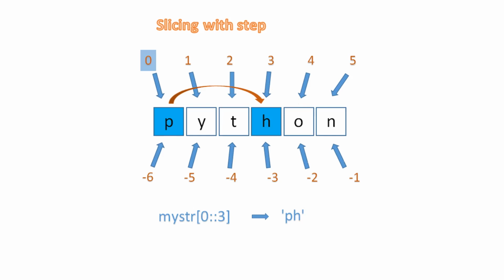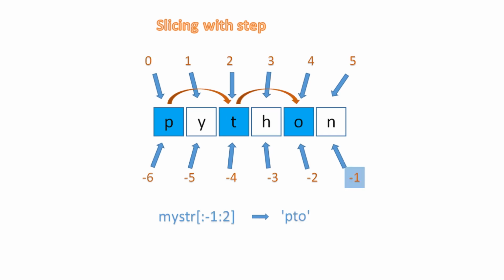In this example, start index is 0, end index is empty, and step is 3. It skips two elements from current element, so the output is PH. Let's use negative indexes. In this example, start index is empty, end index is -1, and step is 2. It starts from first element and gets alternate element. So the output is PTO.